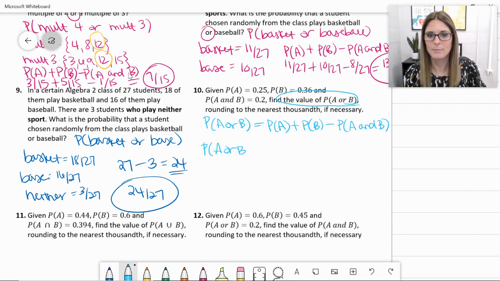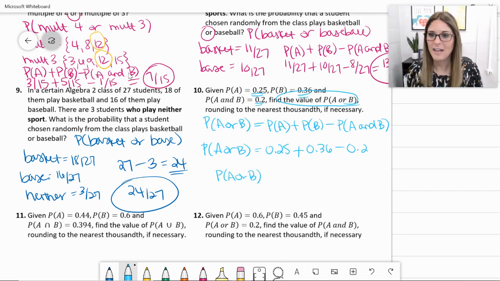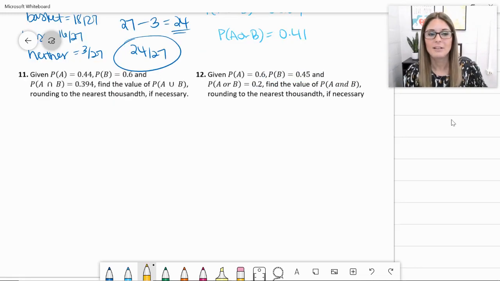To find the probability of A or B, I need to take the probability of A, they said was 0.25, plus the probability of B was 36 hundredths, and subtract A and B, they also gave me that, subtract the 0.2 would give me the probability of A or B. You can throw all of that in the calculator and we are going to get 0.41. Probability of A or B, 41 hundredths, using the information that they gave us and just utilizing the formula for overlapping events. Number 11, we're going to do the same thing.